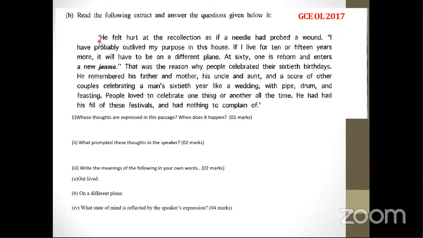So the extract, I read here. He felt hurt at the recollection of it, as if a needle had probed a wound. I have probably outlived my purpose in this house. If I live for 10 or 15 years more, it will have to be on a different plane. At 60, one is reborn and enters a new Janma. That was the reason why people celebrated their 60th birthdays.